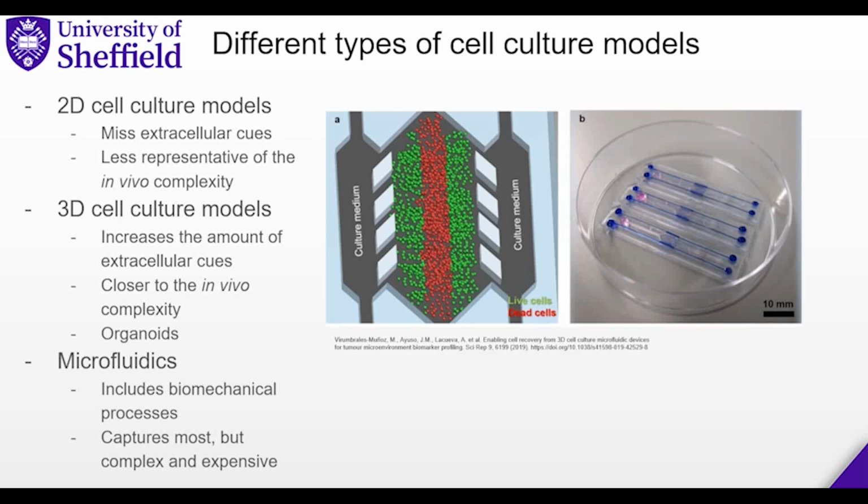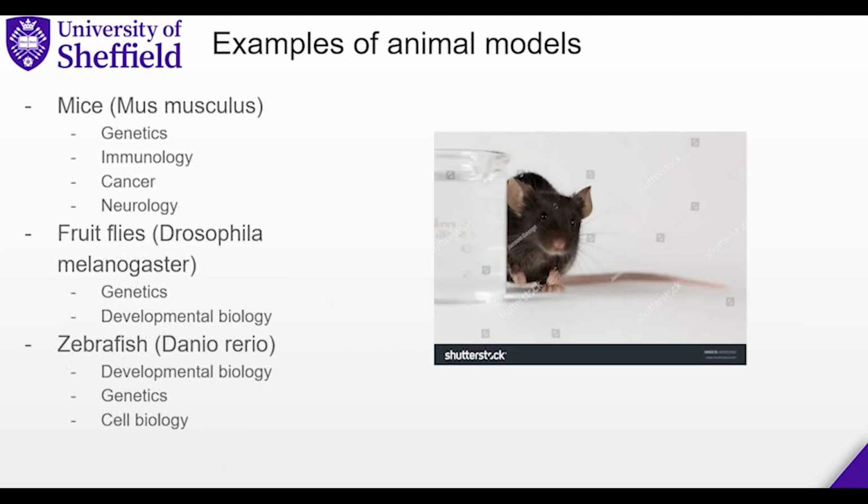Here, organoids can not only be subjected to biochemical but also biomechanical processes such as shear stress by simulated blood flow. This would capture most of the in vivo information compared to 2D and 3D cell culture, but microfluidics can be complex and expensive. This brings me to the use of animal models.